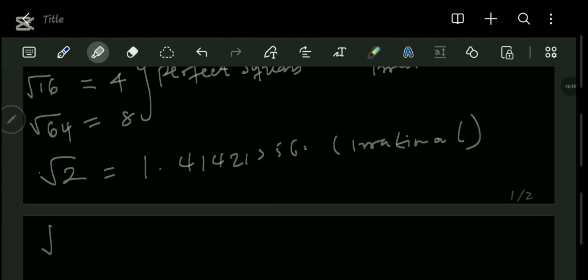If you also punch surd 7 on your calculator, because 7 is not a perfect square, we can't call it square root of 7. We say surd 7. So surd 7 is going to give you 2.6457. It continues like that. So they are all irrational numbers.